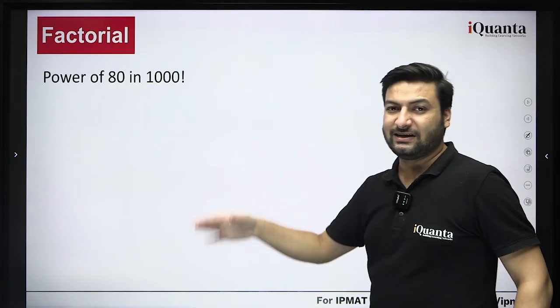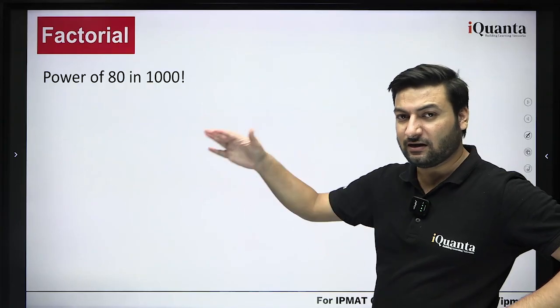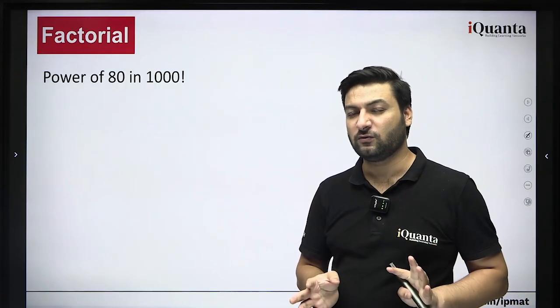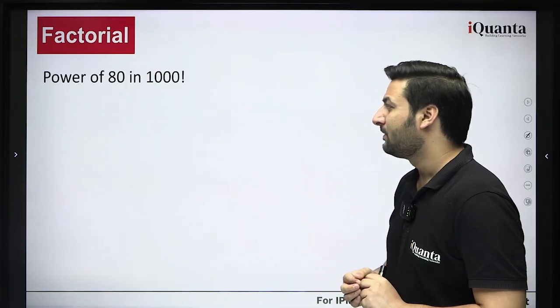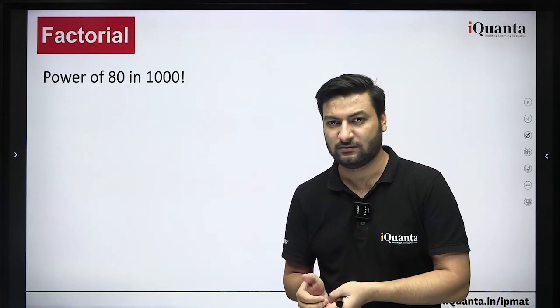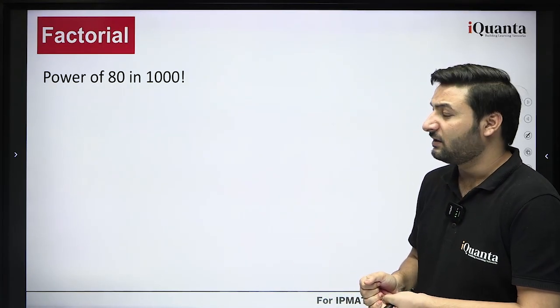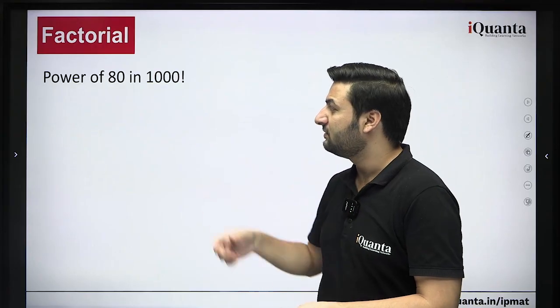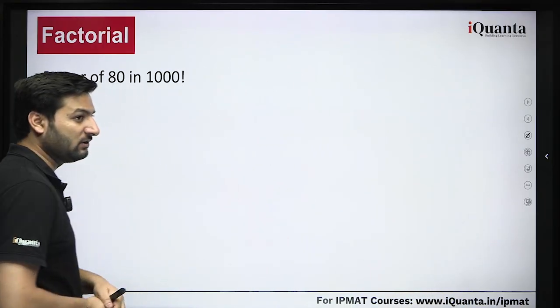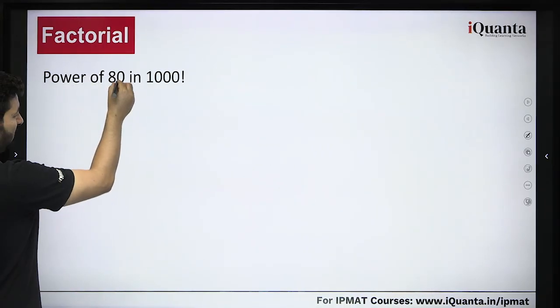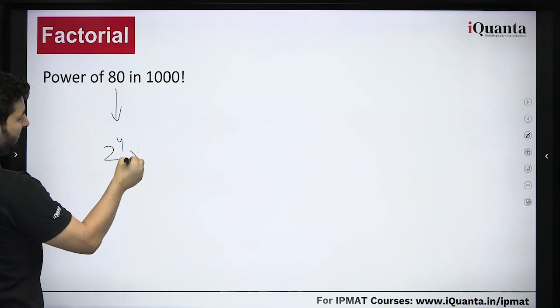What if the question is like this? In the earlier question, we were simply having product of 2 primes, right? Like 21 was 3 into 7, 35 was 5 into 7. What about this? Power of 80 in 1000 factorial. Write down the prime factorization of 80. It is 2 to the power 4 into 5.